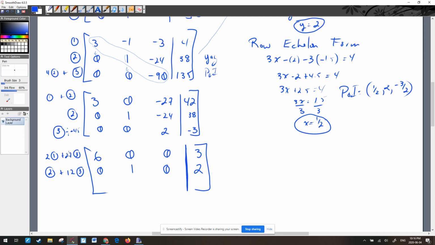Huzzah. And then we're going to take row 3. For now, I'm just going to leave row 3 alone. So it's just going to be row 3: 0, 0, 2, negative 3.